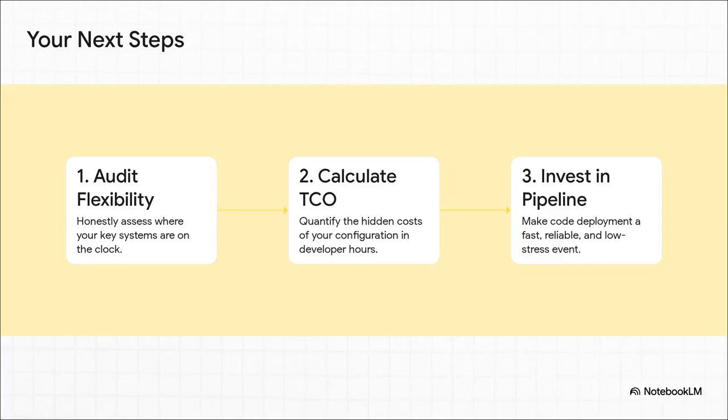So here's your action plan. 1. Be brutally honest with yourself. Audit your key systems and figure out where they are on the clock. 2. Do the math. Actually calculate the total cost of ownership of all that flexibility. And 3. Invest in your deployment pipeline. Making deployments cheap, fast, and safe is the single best antidote to the configuration complexity clock.